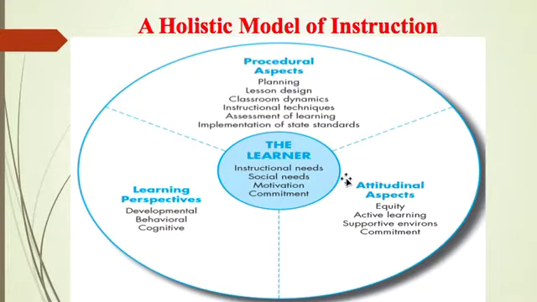This diagram gives the relationship between four aspects. At the center is the learner. The learner has instructional needs, social needs, motivation, commitment. These are the important aspects related to a learner for his learning to take place. And then there are the procedural aspects, in which a teacher is involved as well as students.